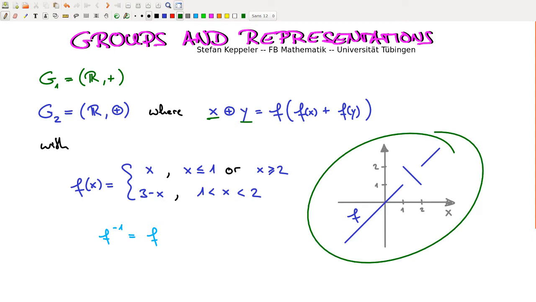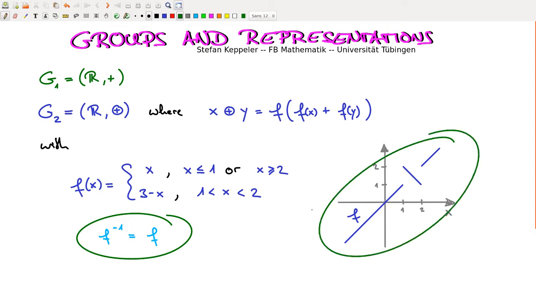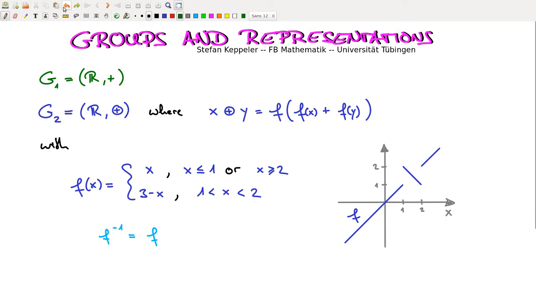Here's the graph of this function f. Adding the results and then mapping back with this f. This f is actually its own inverse, as we can easily see from the graph. So it's just the identity, but then we have flipped this interval here in a funny way. Okay, so G1 and G2 are isomorphic as groups, and f is the isomorphism.